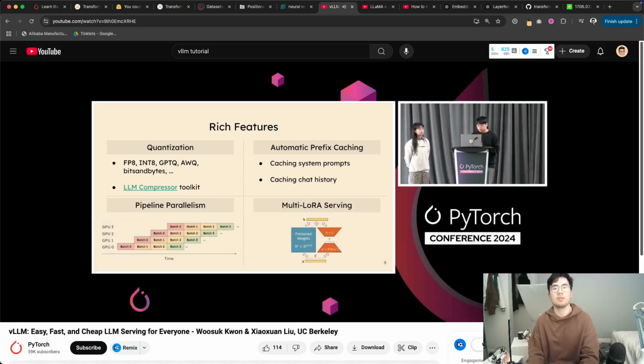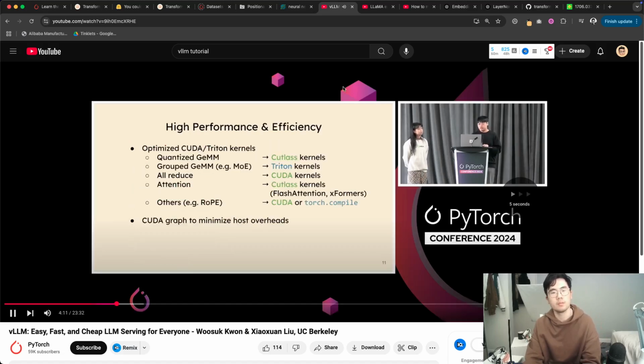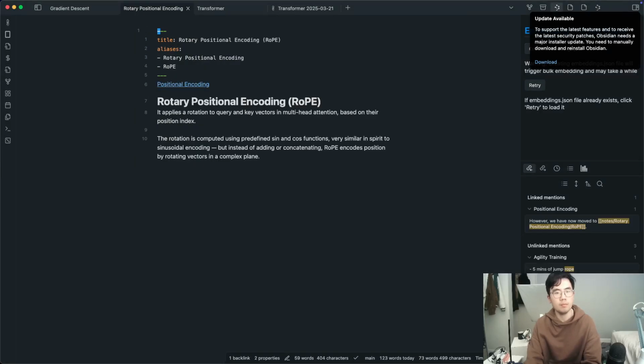We also support serving models with multiple LoRA adapters, which can be dynamically loaded in real time. Then you might want to write custom kernels for instance, for example, launch with CUDA graph to minimize the host overhead.